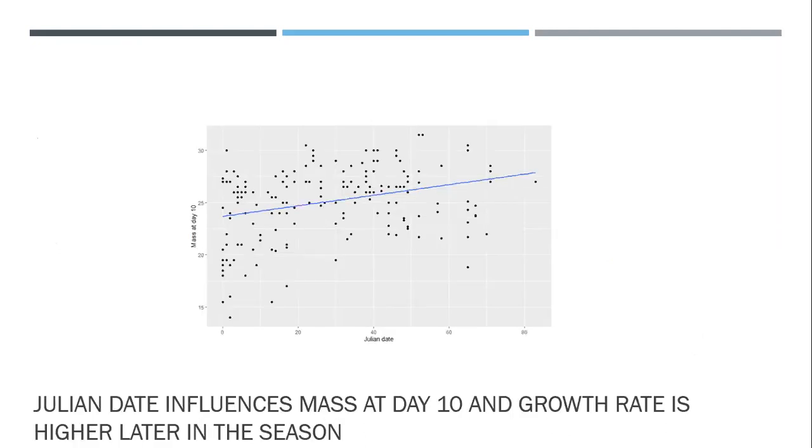And Julian date also influenced mass at day 10, and growth was higher later in the season. So growth was faster later in the season. This also suggests that early in the season, like April or May, it's not warm enough and there's not enough insects or food for those chicks. So that's why they're growing slower. But when the conditions are good later in the season, they're growing faster.